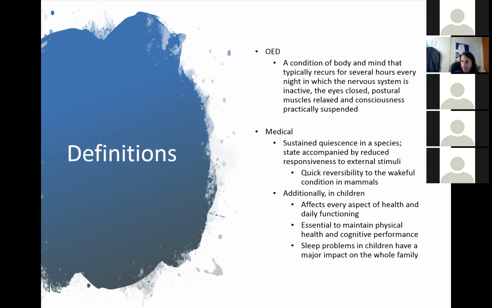So the medical definition is a sustained quiescence in a species state accompanied by reduced responsiveness to external stimuli. And in mammals, we have a very quick reversal to being wakeful. In children, we know that sleep affects every aspect of their health and daily functioning, which is why it's really important. There are studies that show that if your sleep is disrupted, your physical health and cognitive performance is also impaired. And I can talk about this more at the end if people have any questions, but mainly I'll cover that in the next lecture about OSA.